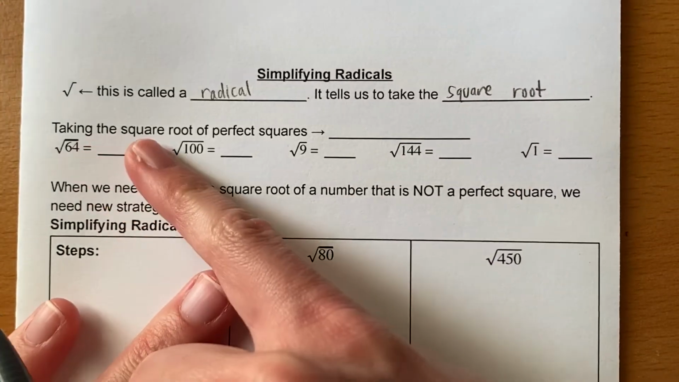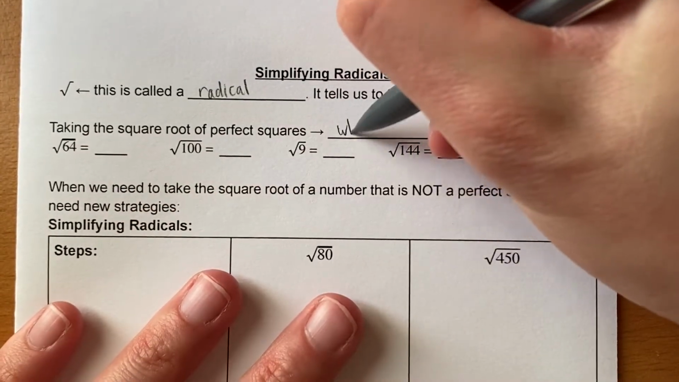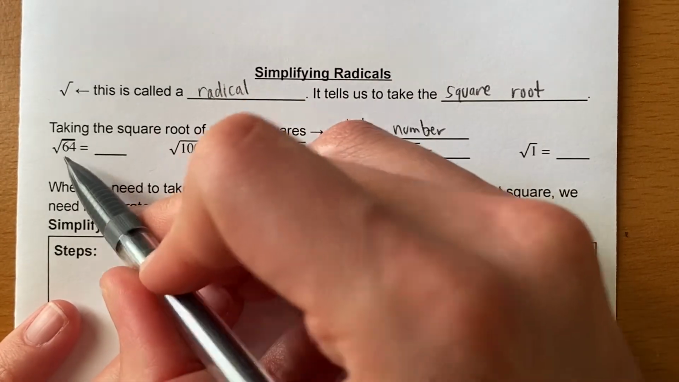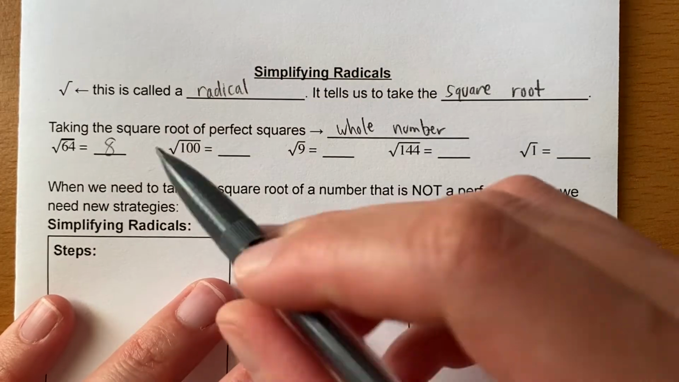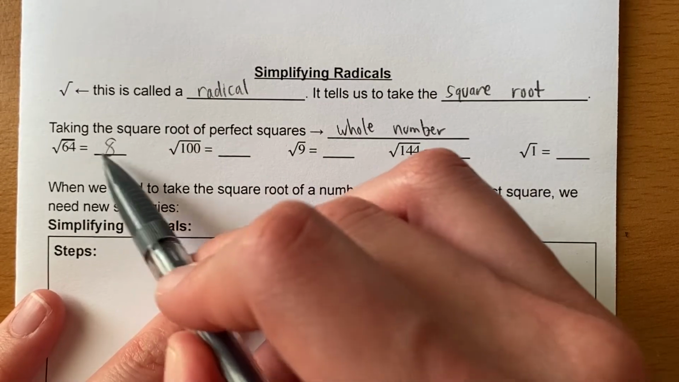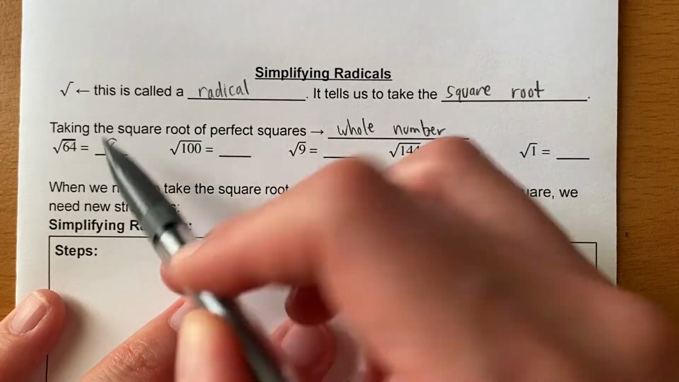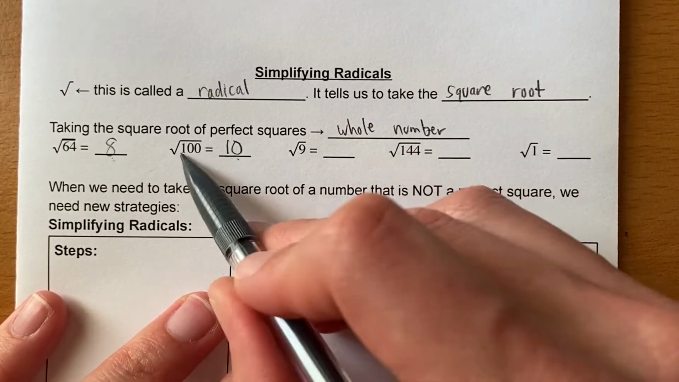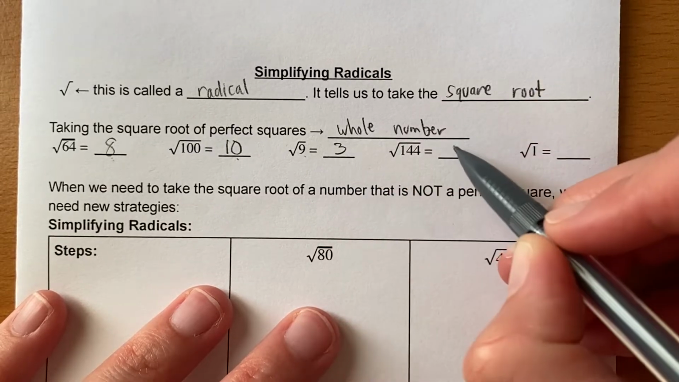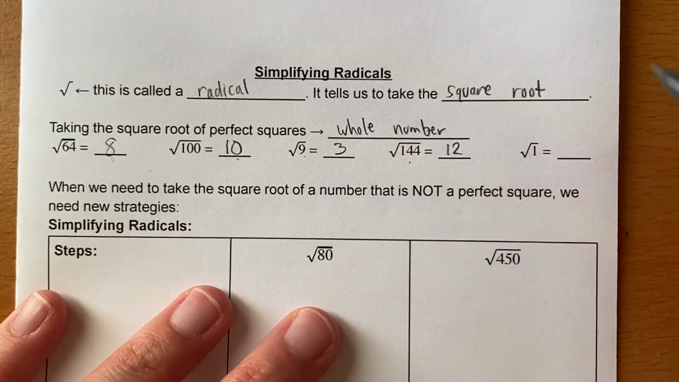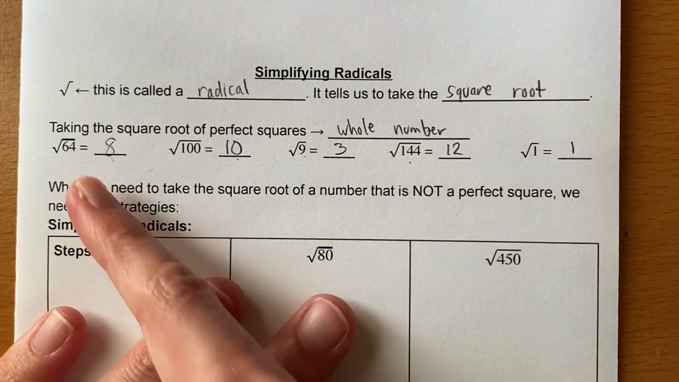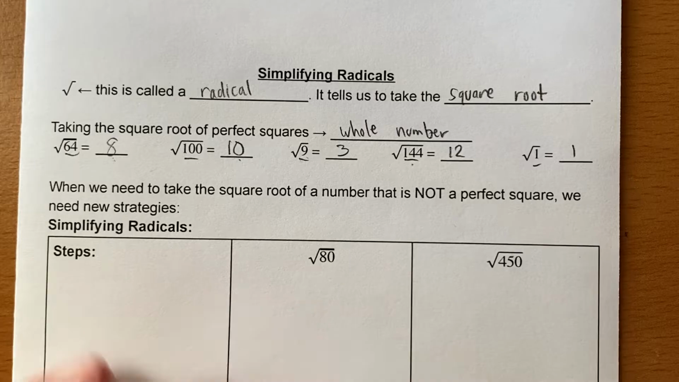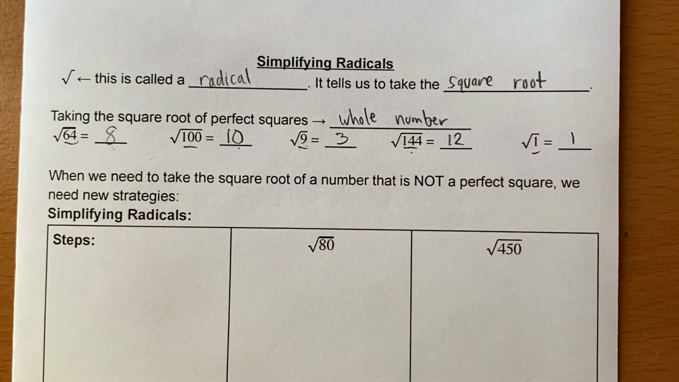Now, if I take the square root of a perfect square, I get a whole number. We've talked about this already. So like the square root of 64, that's 8, because 8 times 8 is 64, right? If I wanted to draw a square that has an area of 64, I would draw a square with a side length of 8. Same deal with 100. That's a perfect square. It's 10, right? 10 times 10 is 100. 3 times 3 is 9. 12 times 12 is 144. And 1 times 1 is 1. These numbers in here, 64, 100, 9, 144, 1, those are all perfect squares. And we get nice whole numbers.